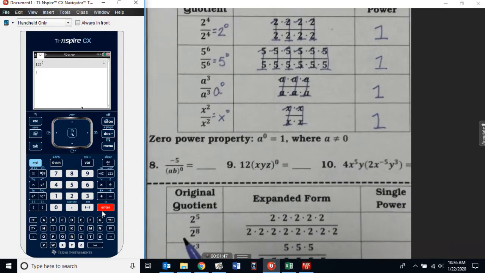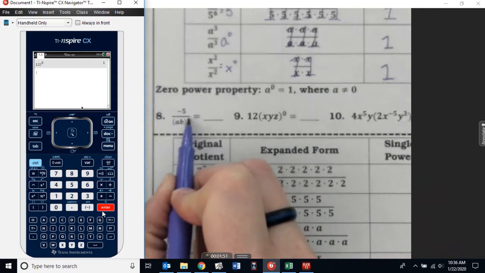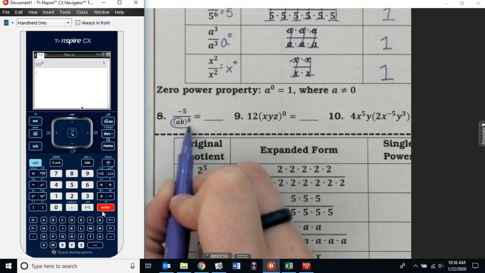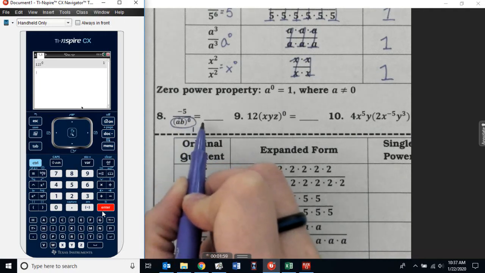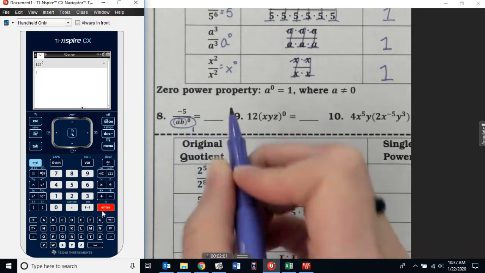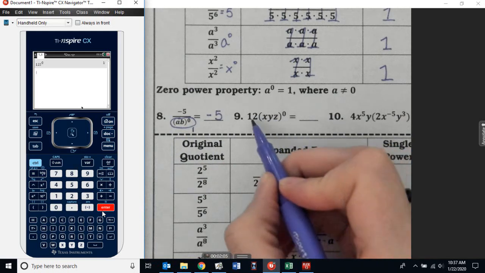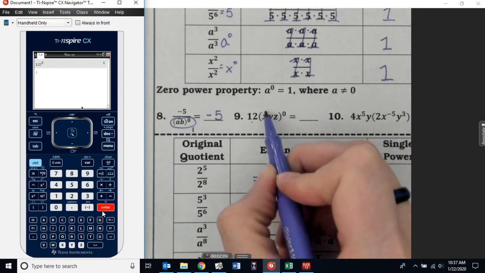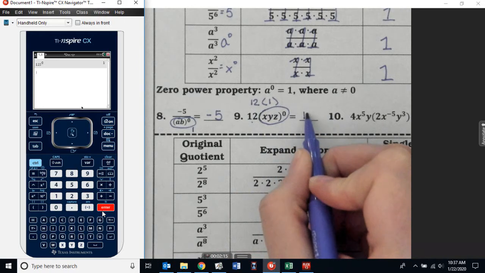So I have a few practice problems here. Negative 5 divided by a times b to the 0 power. Well, this whole thing right here is raised to the 0 power, which means it's just 1. And negative 5 divided by 1 is negative 5. Number 9 here says 12 times xyz to the 0 power. This whole thing is raised to the 0 power, so it's like saying 12 times 1, which is just 12.